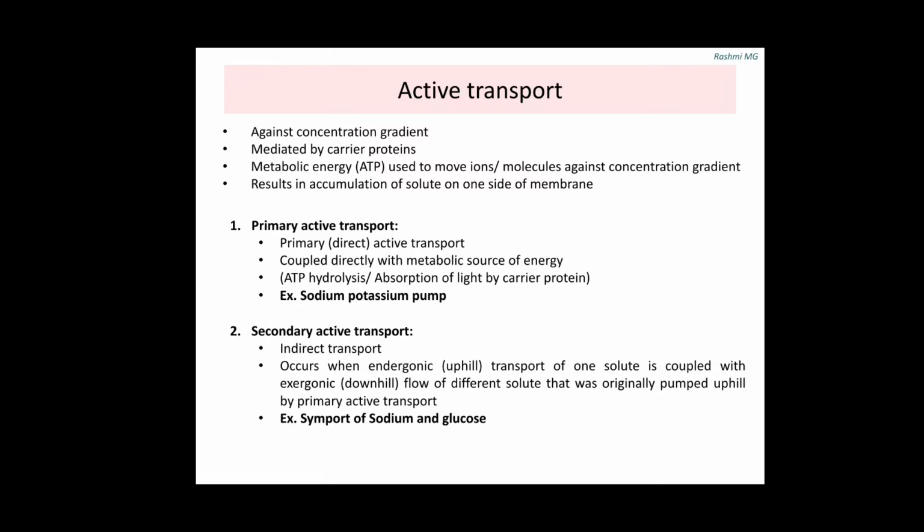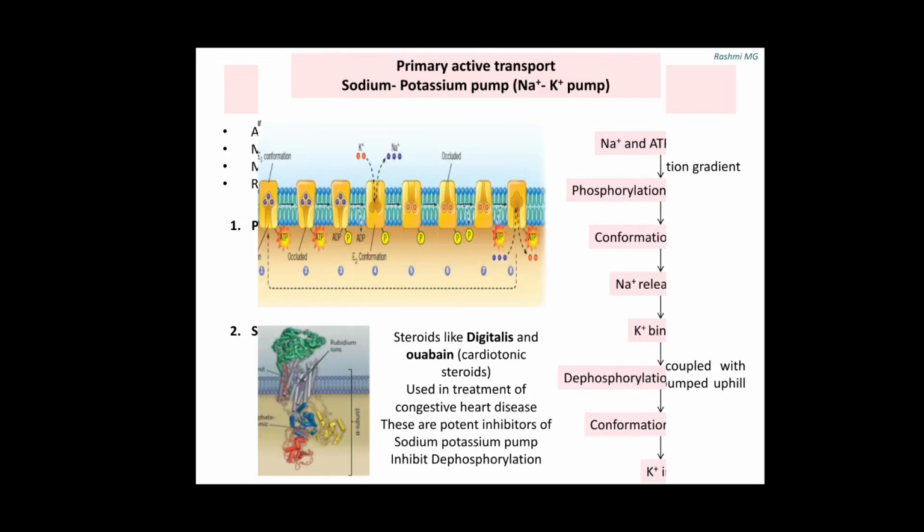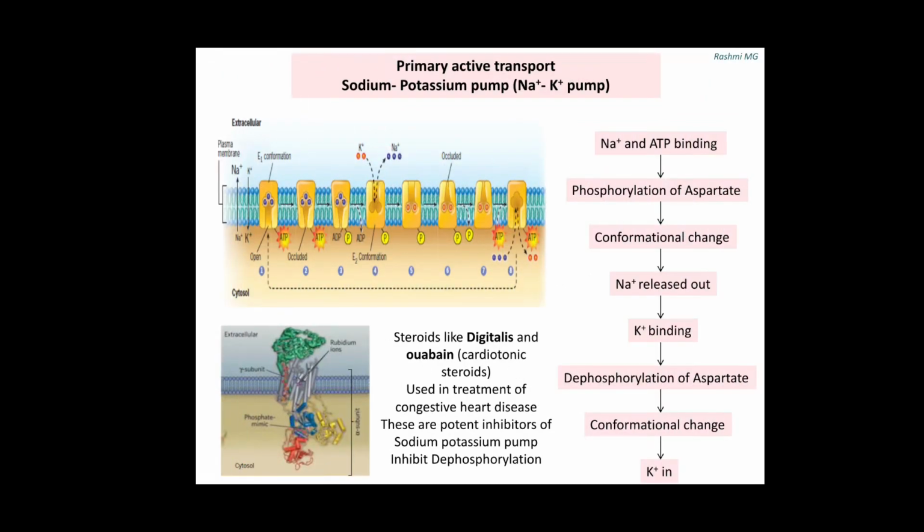Active transport is of two types, primary active transport and secondary active transport. Primary active transport is also called direct active transport, which is coupled directly with a metabolic source of energy such as ATP hydrolysis or absorption of light by a carrier protein in halobacteria. Transport of sodium and potassium by the carrier protein sodium potassium ATPase is the most common example of primary active transport.